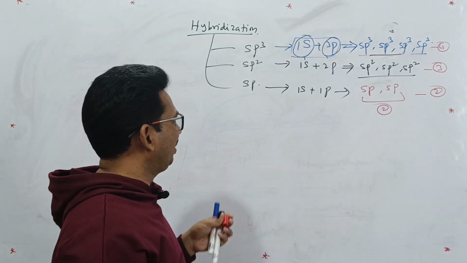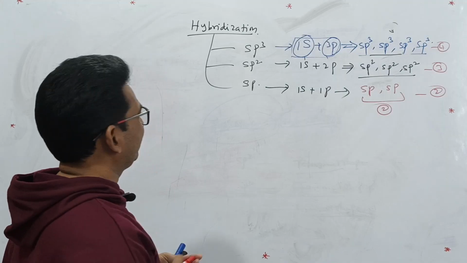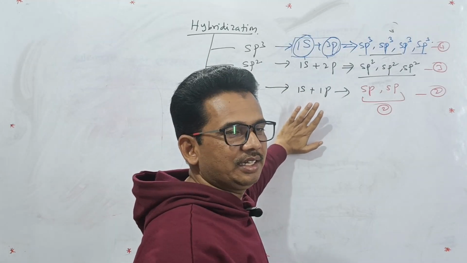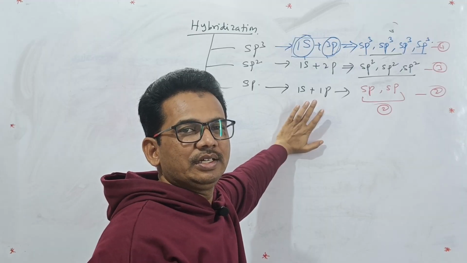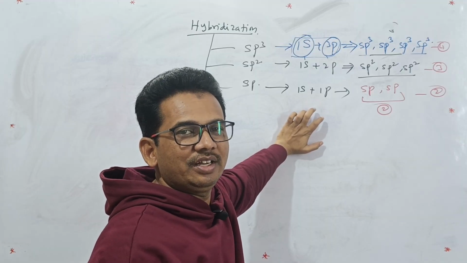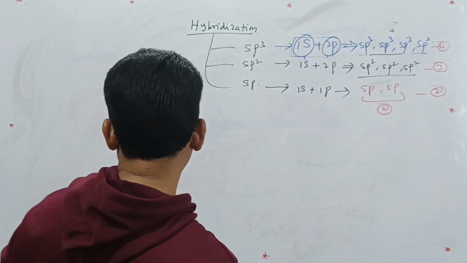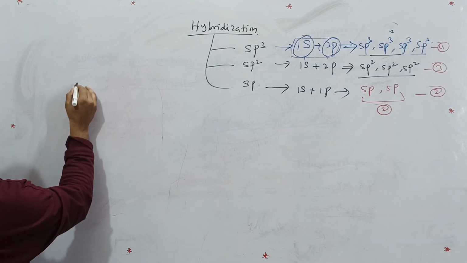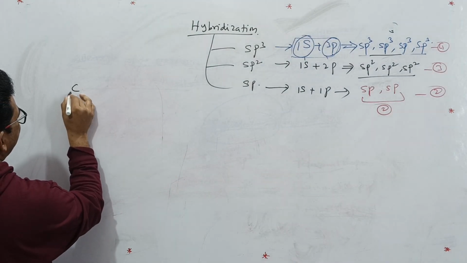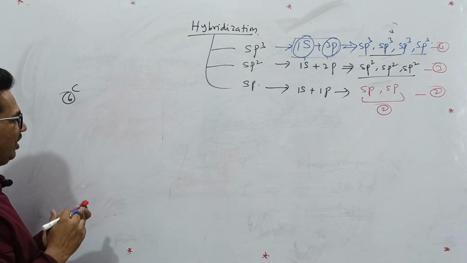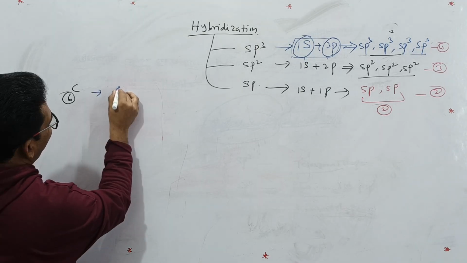But another doubt will come up. I told you that before discussing all this, for finding out the hybridization, we should know how to write the electronic configuration. For example, I will show you that. Carbon. Carbon's atomic number is how much? 6. Now you can write the electronic configuration.